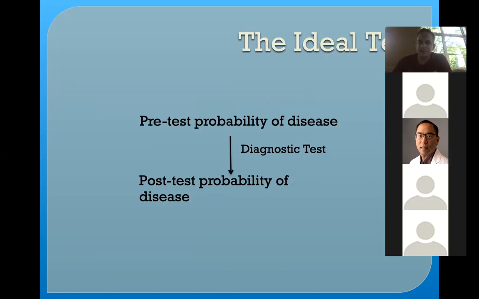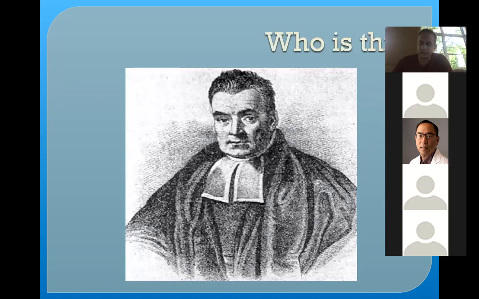Our ideal test is something that's going to take into account the pre-test probability of the disease, or the prevalence in our group of patients that we're specifically looking at. Then once we have the test back, we find out what our post-test probability of disease is, the probability of the disease now that we know the results. And this is where likelihood ratios come in.